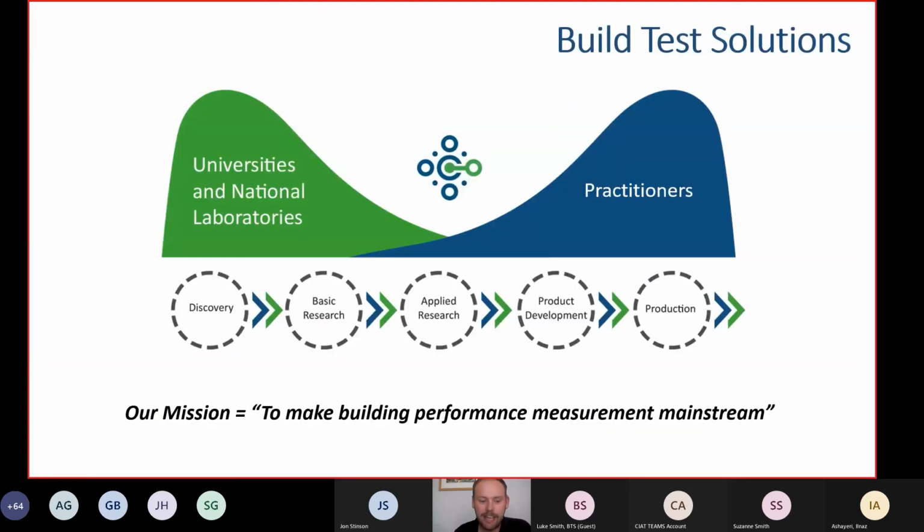So here's a sort of indication of that journey that we're going through, taking those new products on the left-hand side, working through basic research, applied research, product development. So for each of our products, we put a lot of time and effort into validating their accuracy and performance. And after we've been through that stage, releasing them for general use. And we'll talk in more detail about Pulse, which is probably our most developed product. So Luke will move on to that at the end. So our mission is to make building performance measurement mainstream.